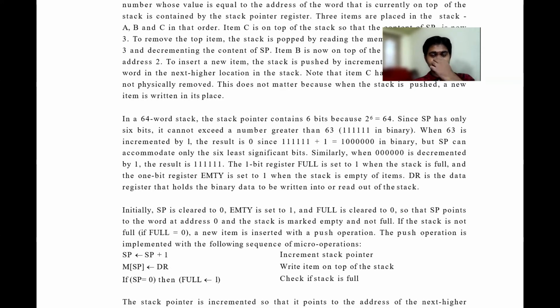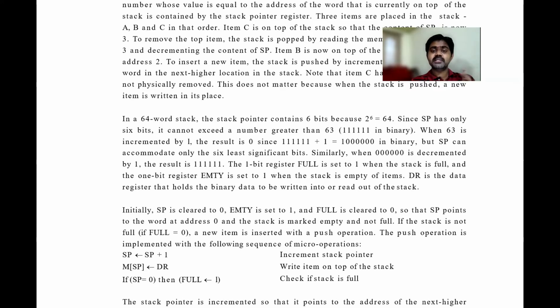EMPTY is set to 1 and FULL is cleared to 0. So the stack is empty, and SP points to the word at address 0. Which means that initially our stack is empty. We have not written anything into the stack, we have not read from the stack, and we have not inserted anything into the stack. So the stack pointer will always point to the 0th location. Here we are calling it a 64-word stack. Why 64?